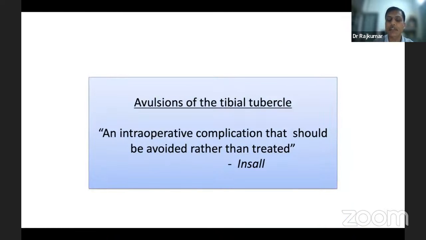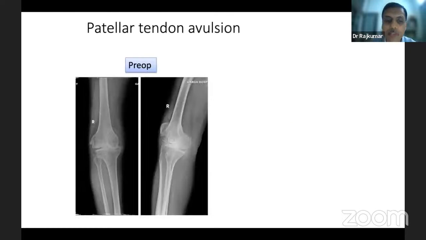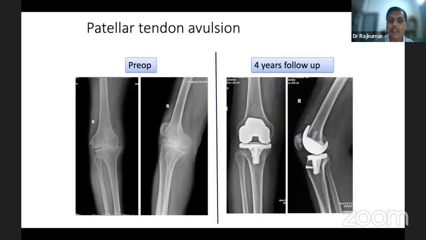So avulsion of the tibial tubercle is an intraoperative complication that should be avoided rather than treated, because it is not easy. Extensor mechanism, if it is injured, it is not easy. How to avoid? Best is to protect it. And if not possible to protect, change the technique. You have to change the technique in certain cases. Patellar tendon avulsion, whenever you see an osteoporotic bone and rheumatoid conditions, if it is peeling off, put an anchor, put a staple like that, and then proceed with the procedure. You can avoid complete avulsion.